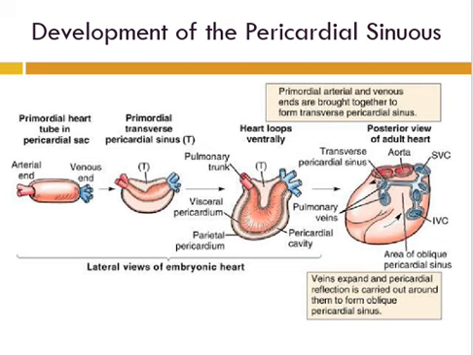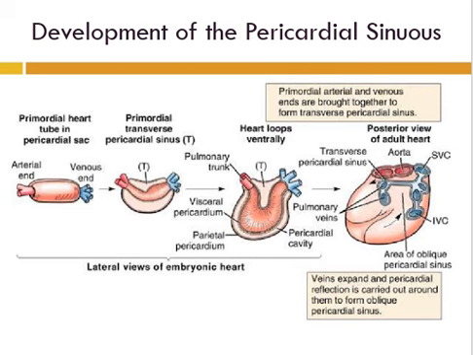In this picture, you can see the longitudinal embryonic heart tube invaginates the double-layered pericardial sac. The primordial heart tube then loops ventrally, bringing the primordial arterial and venous ends of the heart together and creating the primordial transverse pericardial sinus.